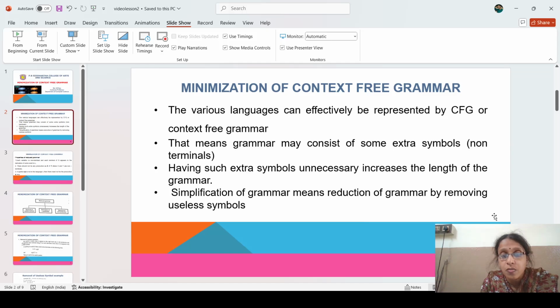Using such extra symbols can unnecessarily increase the length of the grammar. So to reduce the size of the grammar, here we use minimization of context-free grammar. Simplification of grammar means reduction of grammar by removing useless symbols. In context-free grammar, we have some extra non-terminals and terminals, so we have to remove those extra symbols. We use this minimization of context-free grammars.